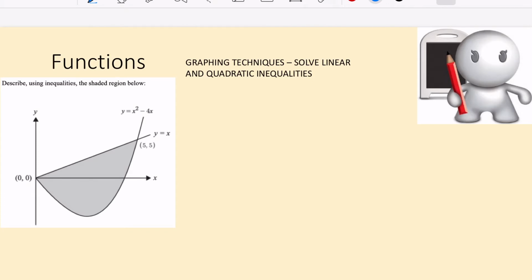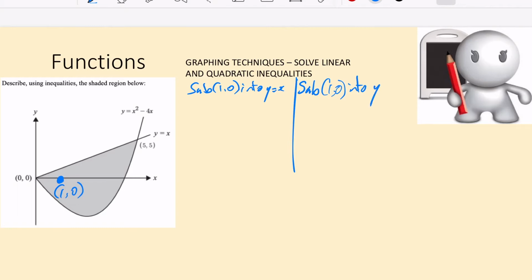In our third question, what we're having a look at is the inequalities, and how we can describe this shaded region. Now there's two different responses that I will guide you through. First, I'm going to choose this point over here, which is (1, 0), and substitute this point into both of the given equations, so into y equals x, and into y equals x squared minus 4x.